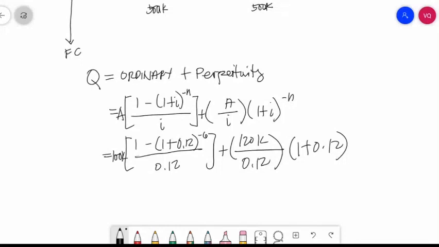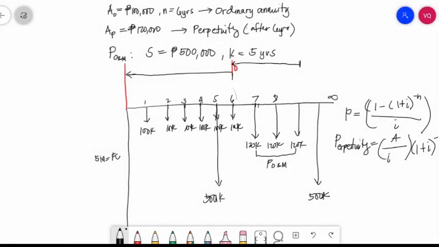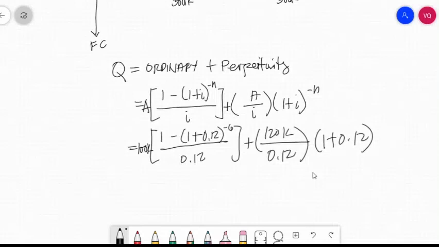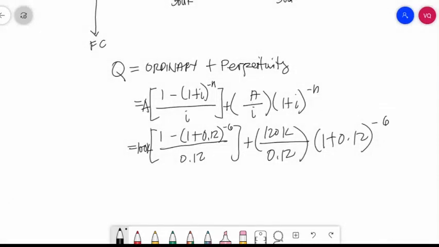So, ano yung magiging N natin? From this starting point 0, pabalik sa focal date natin, which is this point. So, from 0, how many years para makabalik sa focal date? So, 1, 2, 3, 4, 5, 6. We have raised to negative 6. So, Q will be equal to 917,771.854 pesos.